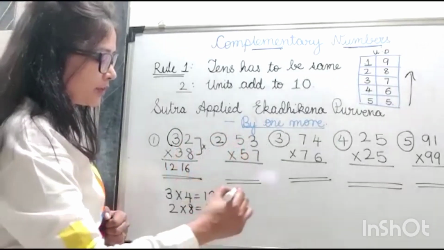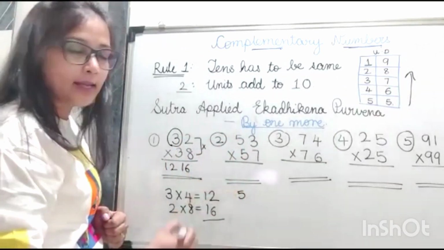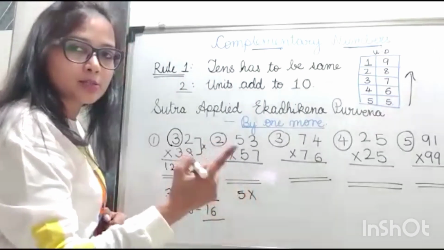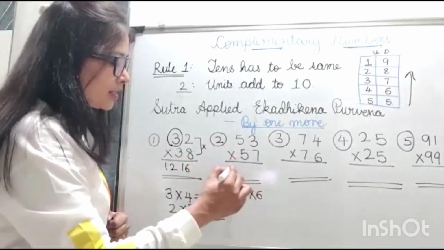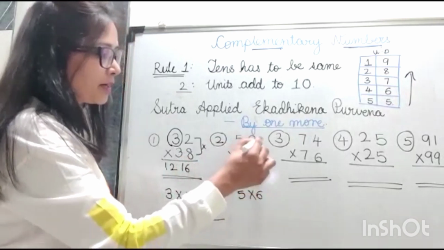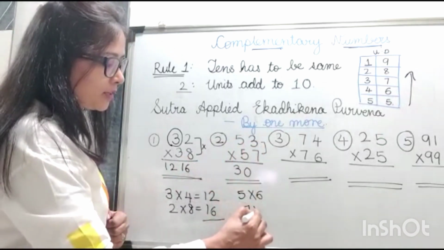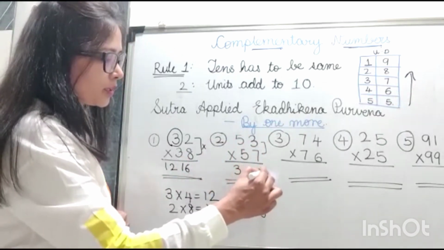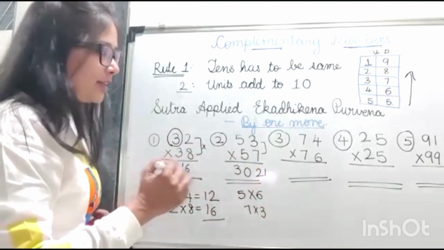53 into 57. So your tens digit is 5. Multiplied by the next number, that is 5 plus 1, 6. So that is 30. And multiply your units. That is 7 into 3, that is 21. Right, now let's do this orally.